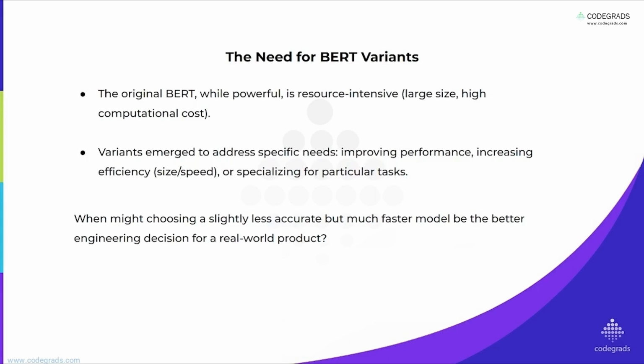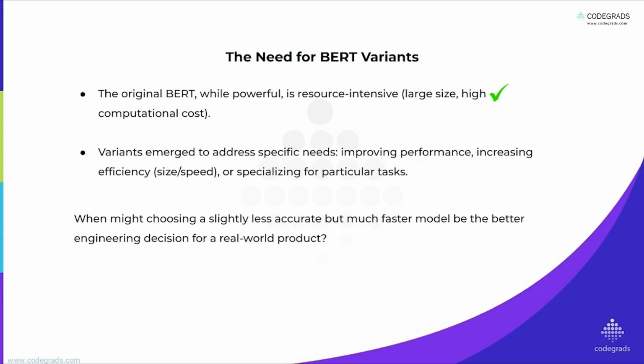Now after this, we have the need for BERT variants. The original BERT, while powerful, is resource intensive. That is, it is large in size and a high computational cost is involved when you talk about the original BERT. But if our task is simpler and we do not need such large parameters or large size, and our cost consideration is also low at that point of time, we need different variants of BERT.